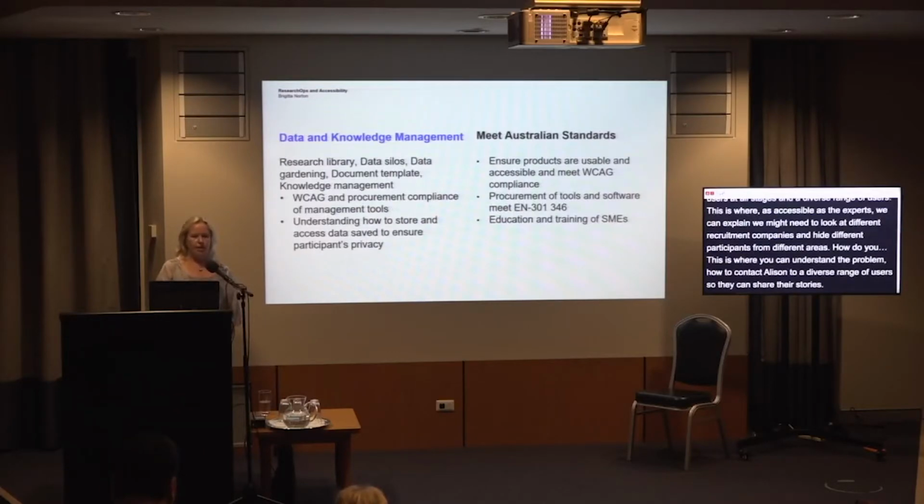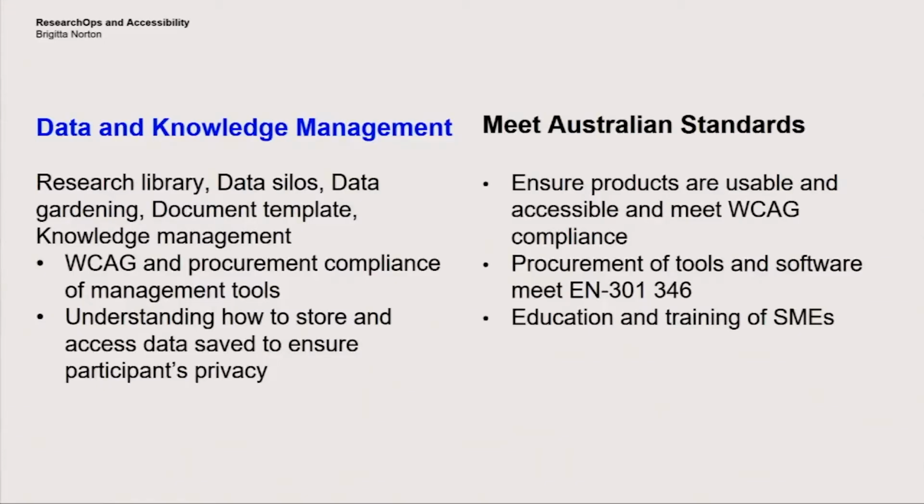The next pillar is around data and knowledge management. This is around your research library, your data silos, your data gardening, document templates, knowledge management. This is where maybe more of the WCAG and procurement compliance needs to come in, and they need to talk to you as an accessibility practitioner to help them do that in whatever tools or software they might be developing for their research ops. You might want to understand a little bit more how they store and access data to ensure participants' privacy.